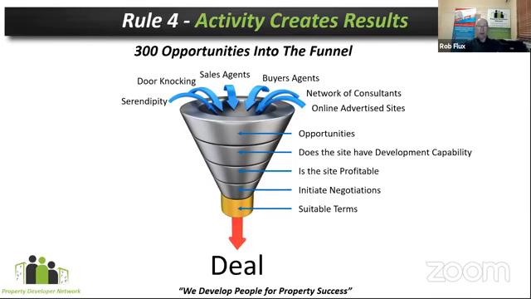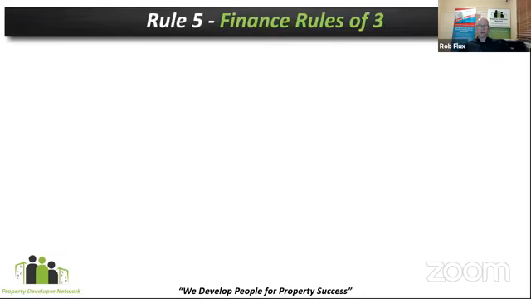Now, as you become experienced, that 300 changes to about 100. And so that activity creates results rule means that you have to put a bucket load of deals into your funnel. So just keep jamming them in, folks, whether they be door knocking, letterbox drops, talking to agents, talking to buyers agents, talking to your networks of consultants and your friends and your family and all those sorts of things. Every opportunity that you can get, you want to start jamming into that funnel. And ideally, you're trying to jam them in based on the previous rule, knowing that it's in an area that's actually going to work in your favor. So make sure you remember that.